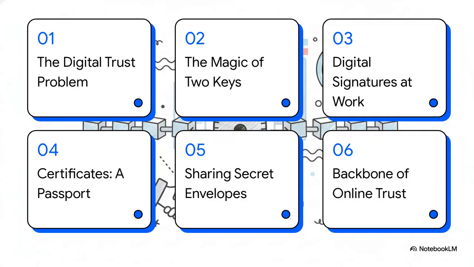So here's our game plan for today. We're going to start with that trust problem, then look at the magic two-key system that started it all. We'll see how digital signatures work, how certificates act like a passport, and then figure out how we can share secrets with something called a digital envelope. It's all going to come together to show you the real backbone of online trust.